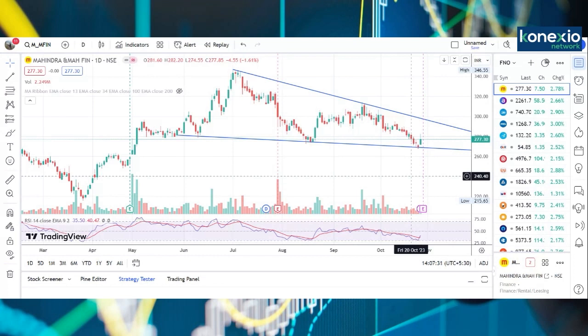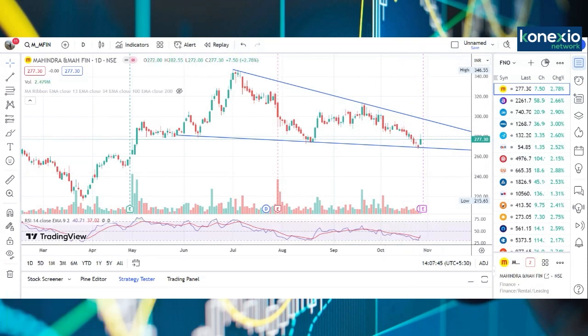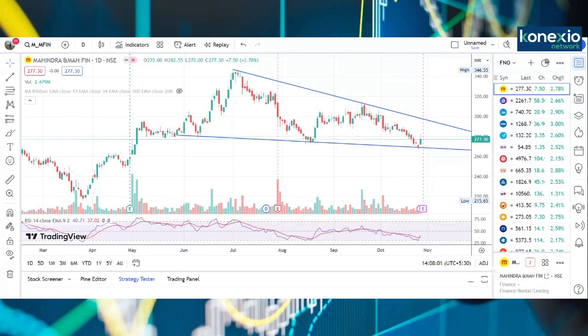So maybe investors, swing traders, positional traders can buy the stock on dips to 272 for an upside target of 307 in the short to medium term. Short to medium term means maybe the next 2 to 3 months or 4 months time horizon. So definitely one can accumulate or buy the stock on dips to 272 for the target of 307 in the short to medium term.